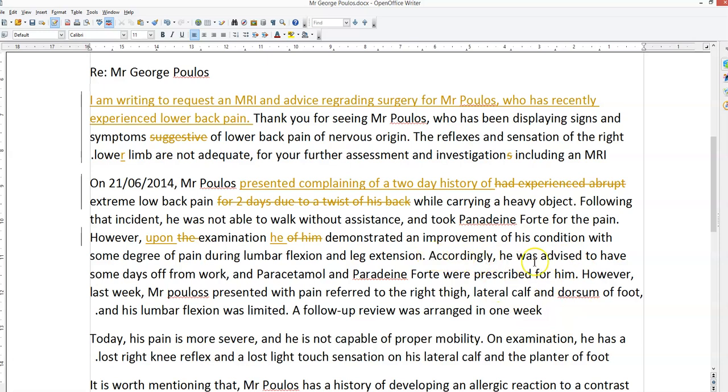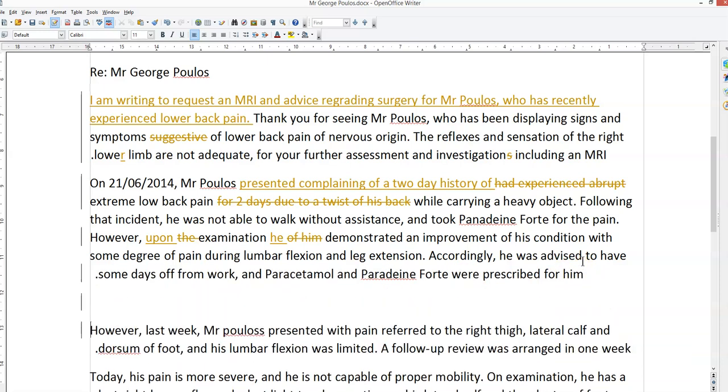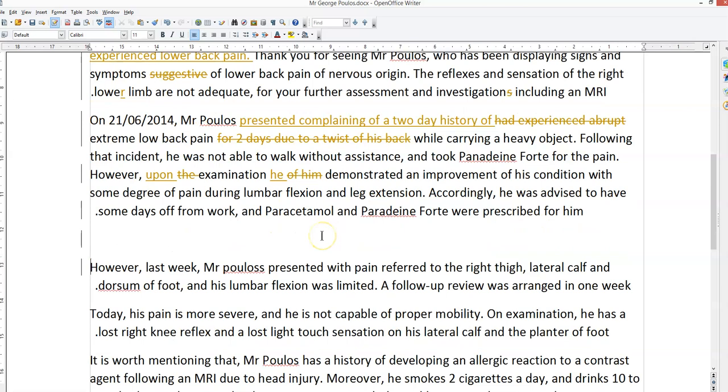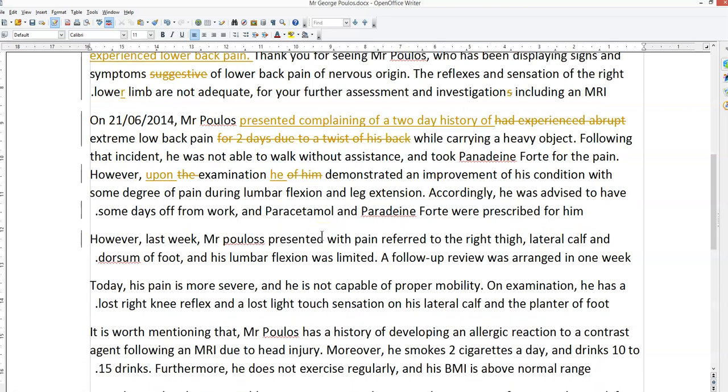Okay. Accordingly, he was advised to have some days off from work, as before they were prescribed for him. Well, you prescribed it, so you can use active voice. However, I would break this down. So have a clear separation of the chronology, so it's clear. Leave a space between your paragraphs.